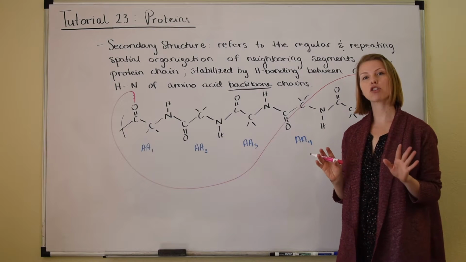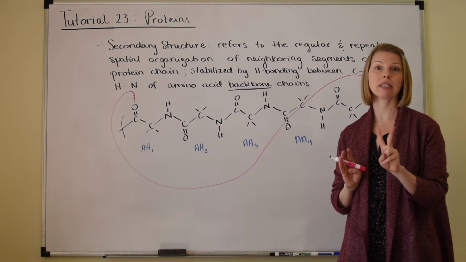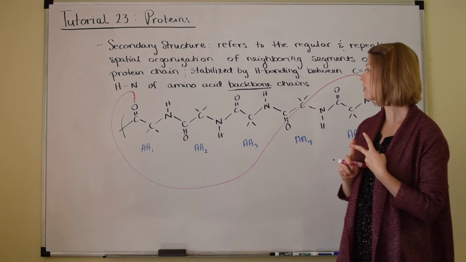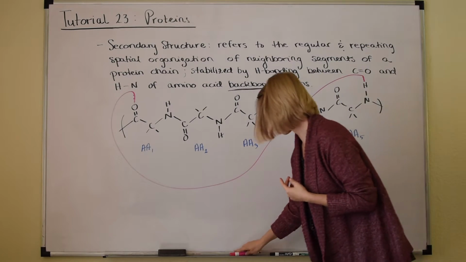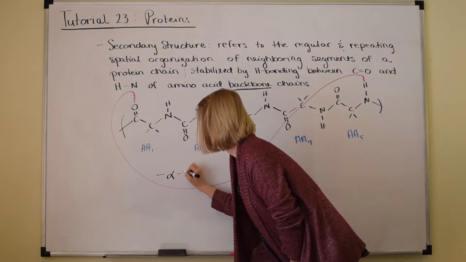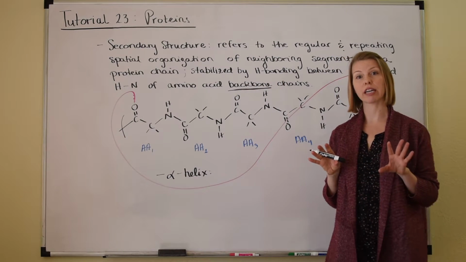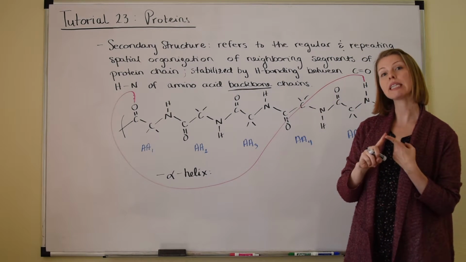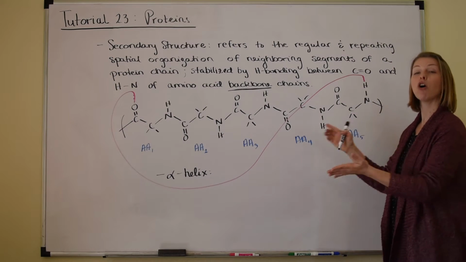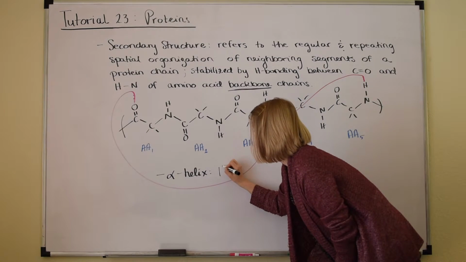Okay. Now the secondary structure really can be subcategorized into 2 categories, the alpha helix and the beta sheet. Okay, so with the alpha helix, you're going to see the hydrogen bonding occurring between the carbonyl of an amino acid and the NH of an amino acid 4 units down the chain. Actually what I drew here.